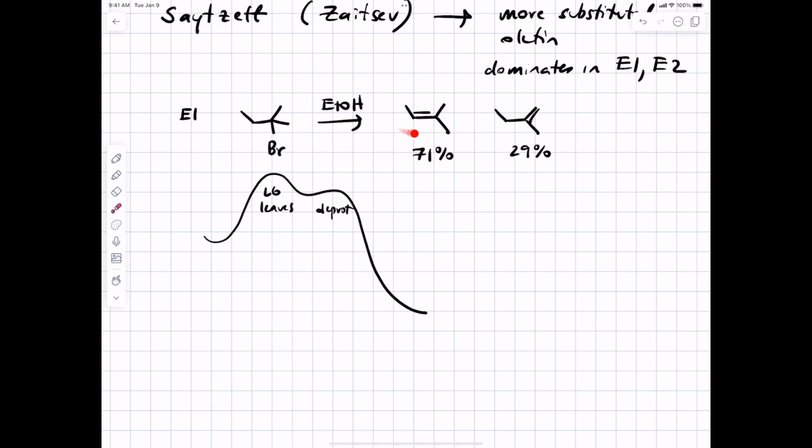So why should the substitution pattern of the alkene matter at all here? What do you know about more substituted alkenes? They're more stable, okay? Is this a situation where product stability matters? It would depend on whether this is an equilibrium or not, right? Whether it's reversible or not.